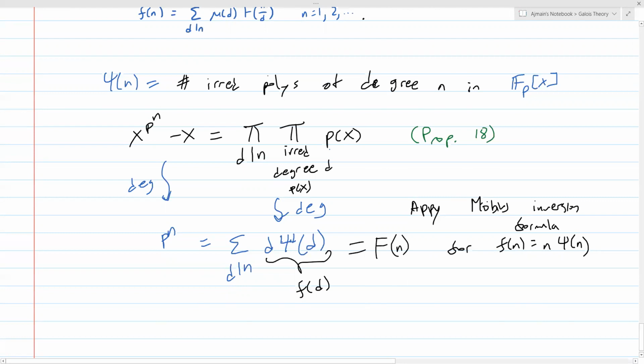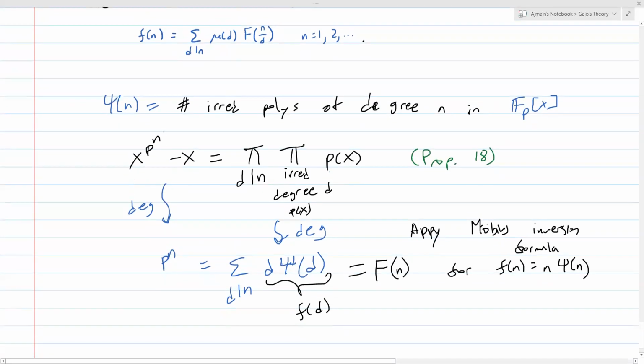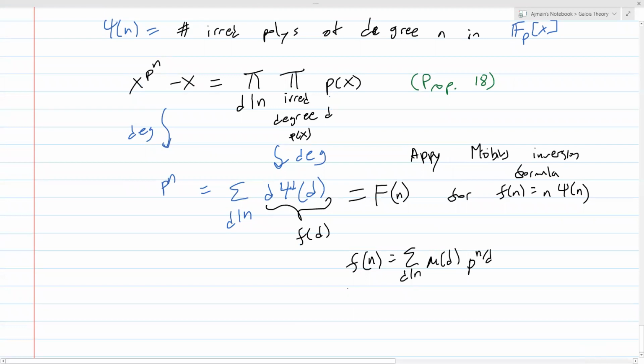And now we apply the Mobius inversion formula, which says we can recover f like this. So we get that f(n), I'm just rewriting, is the sum over the divisors d of n of mu(d) times capital F(n/d). But capital F(n) is equal to p^n, so this is just p^(n/d). And finally, this gives us a formula for the number of irreducible polynomials of degree n over F_p, because f(n) was defined to be n times psi(n).